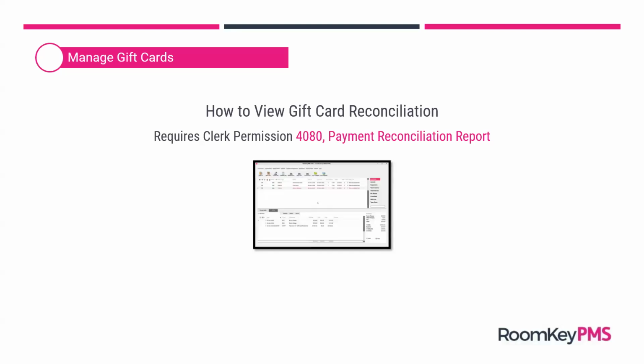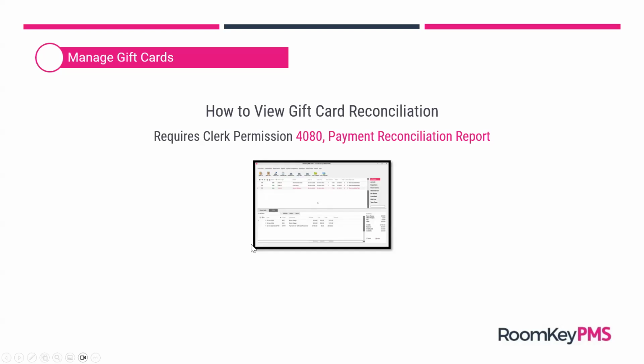actually view any gift card reconciliation directly in our embedded payment reconciliation reporting that we use for Full Steam or credit card payments already. Now, in order to view this report, called the Payment Reconciliation Report, you do need to have Clerk Permission 4080 active on your Clerk ID in order to access the report and view reconciliation. If you're already used to reconciling credit cards with Roomkey PMS payments, gift cards is just going to be an added section here.